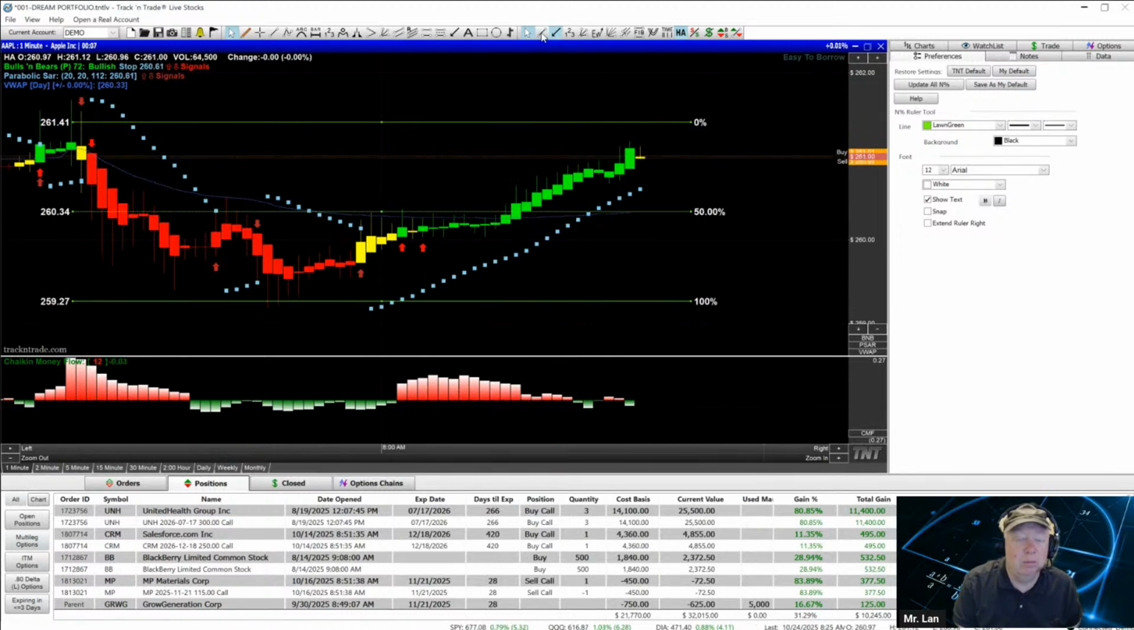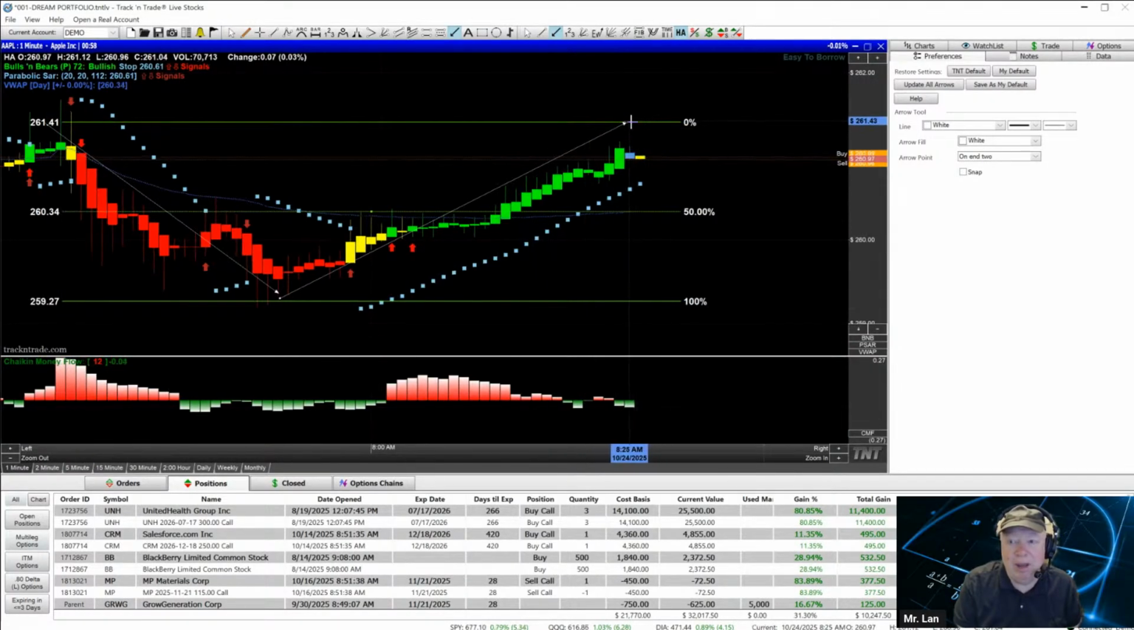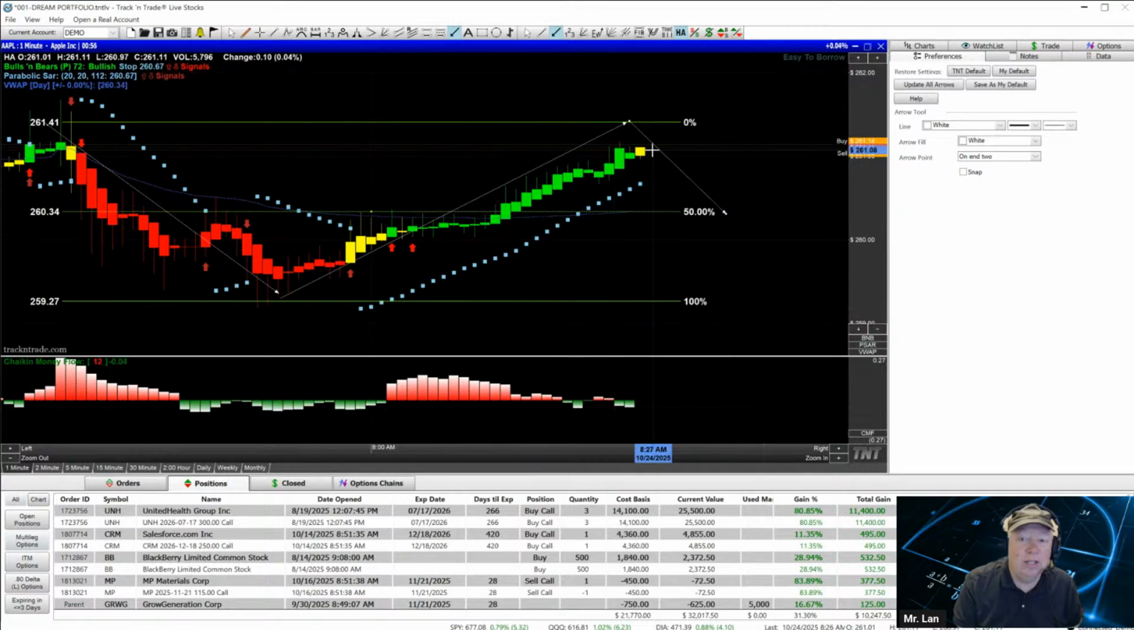Oftentimes what will happen is the market will come down through this wave. It'll turn and go back up, and it'll stop right at the same place that it started up here. And so you want to measure that. And then it has a tendency to come back down to the halfway zone. So that's a setup and a trigger.